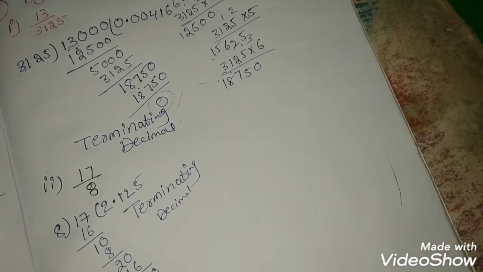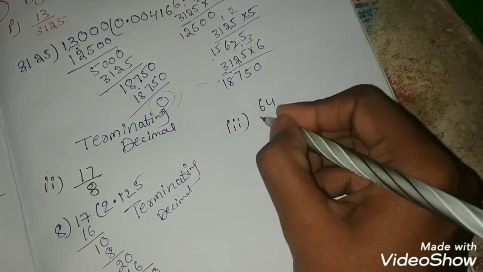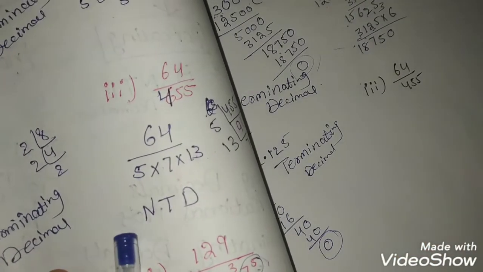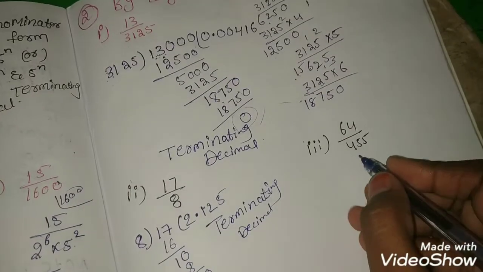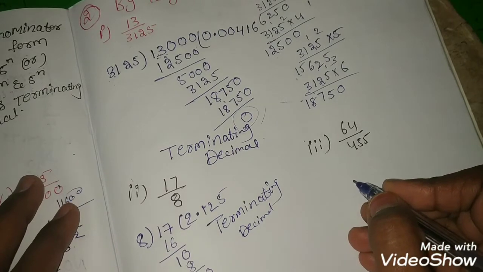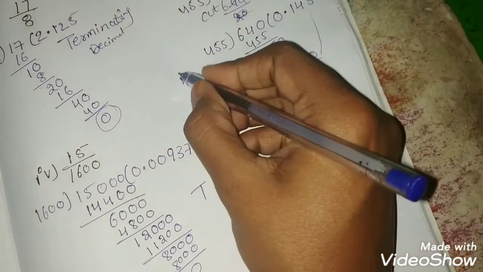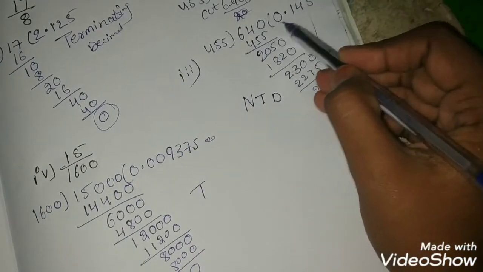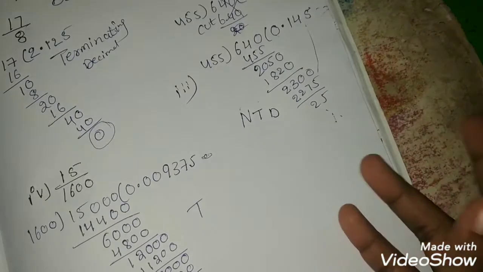Next we'll go for the third question. What they gave is 64 by 455. This is a non-terminating decimal. We proved it here. How can you say this? You have to do division. If we do division, the quotient is repeating. So we can say this is a non-terminating decimal.